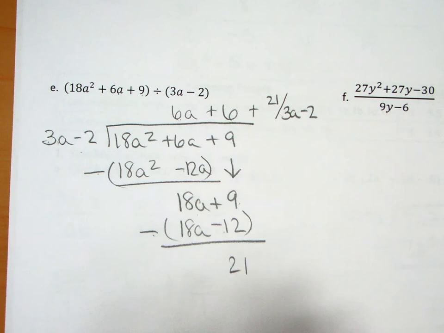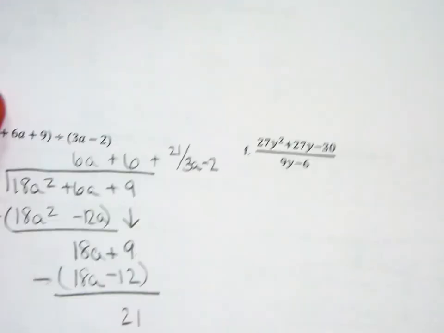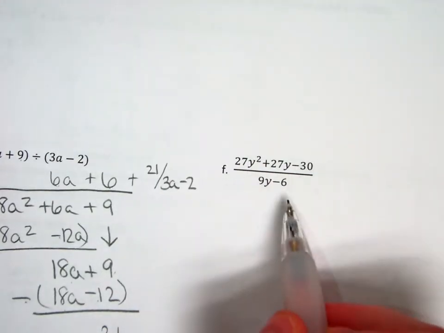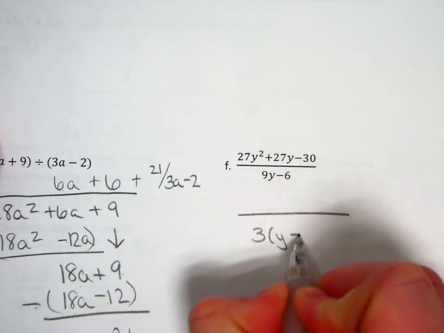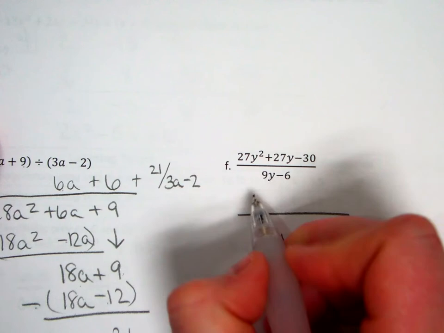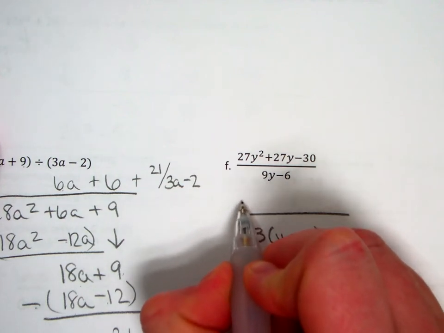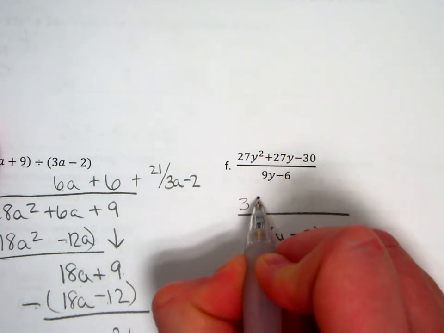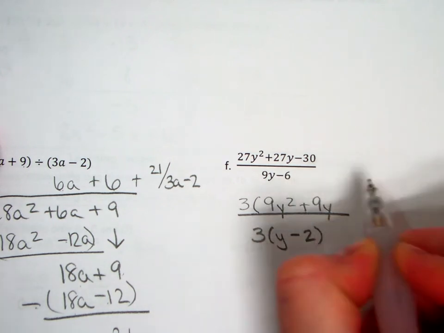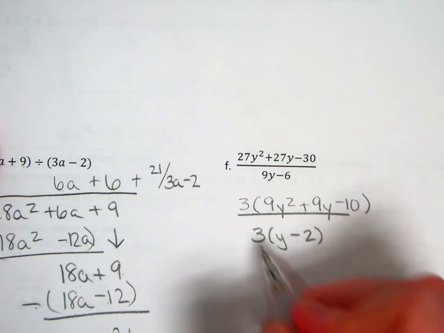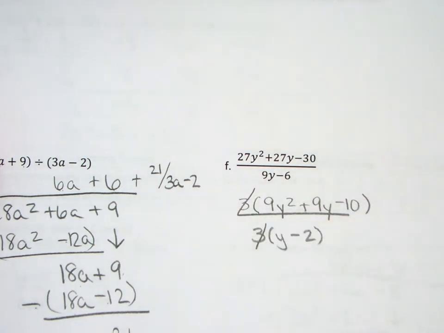So on F, I'm going to do the box method, but first I'm going to look at all of these and see what I can simplify out. On the bottom, I'm going to pull a 3 out, y minus 2. And on the top, I'm going to pull a 3 out. So that gives me 9y squared plus 9y minus 10. These cancel out. So all I'm doing is simplifying my problem beforehand to make it a little bit prettier.